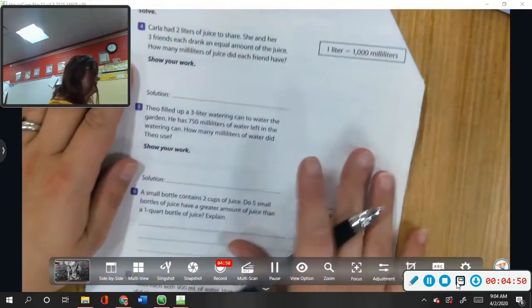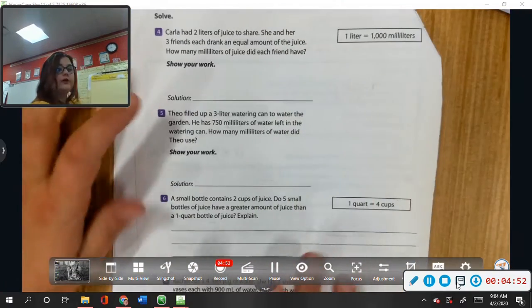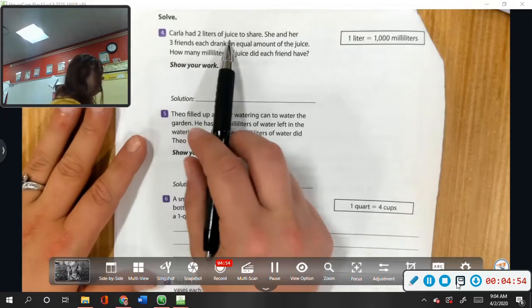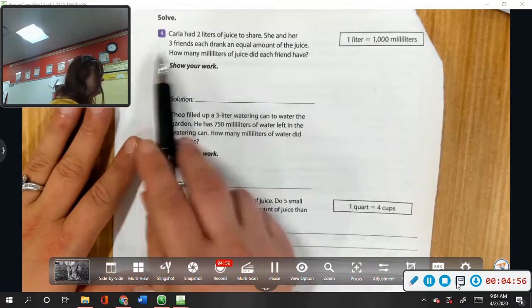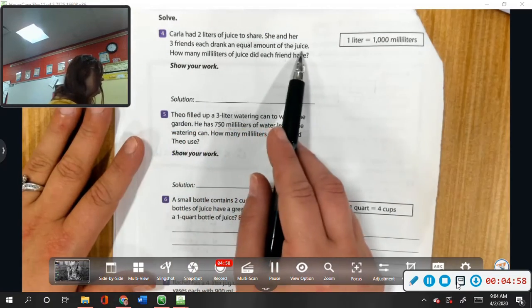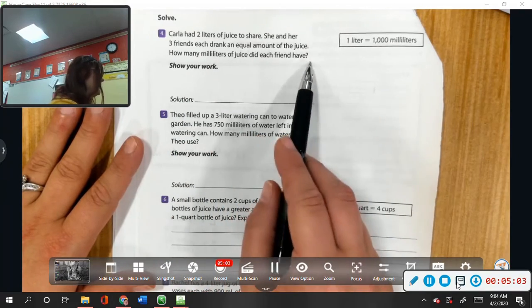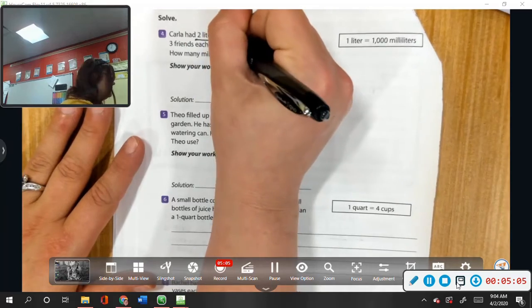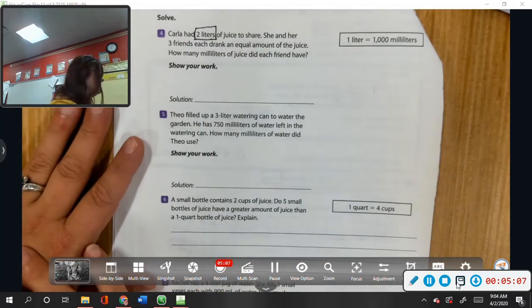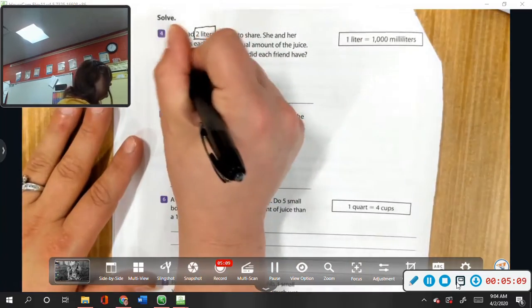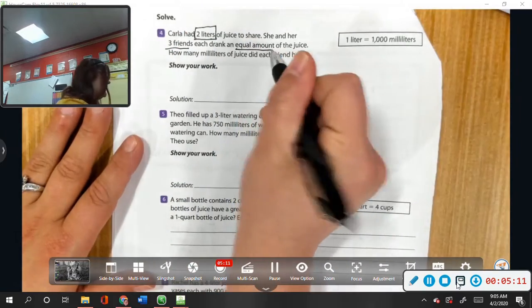This is the back of the page. Number 4. Carla had 2 liters of juice to share. She and her 3 friends each drank an equal amount of juice. How many milliliters of juice did each friend have? Go through. This is important. Carla's 2 liters, and she has 3 friends that drank an equal amount.